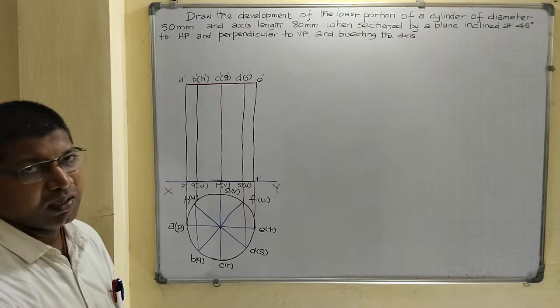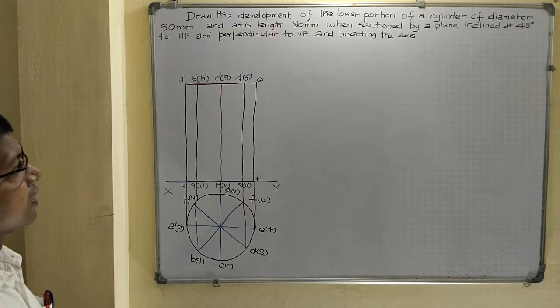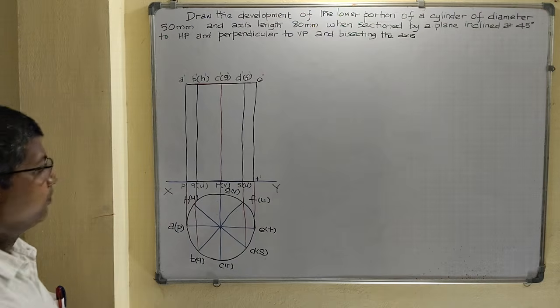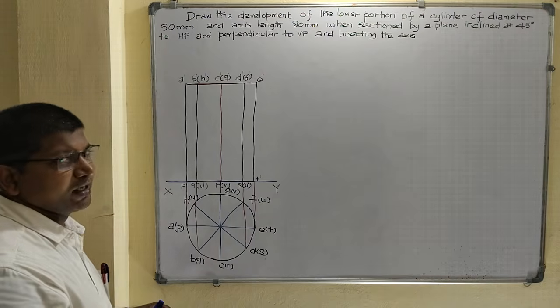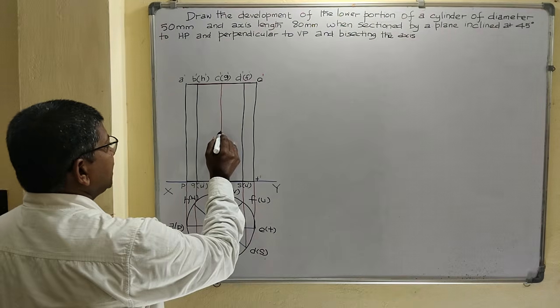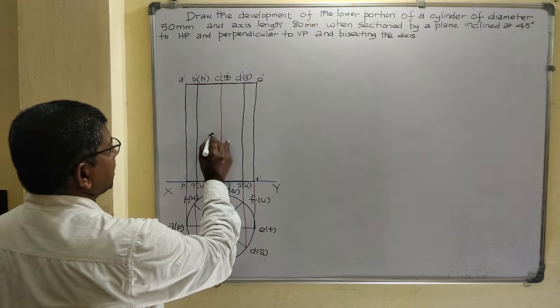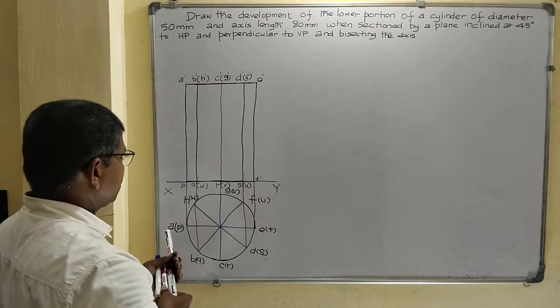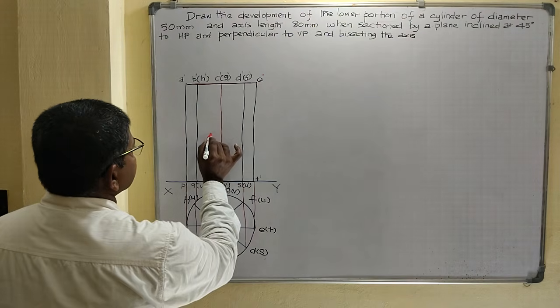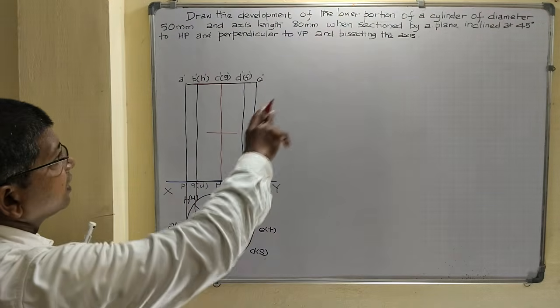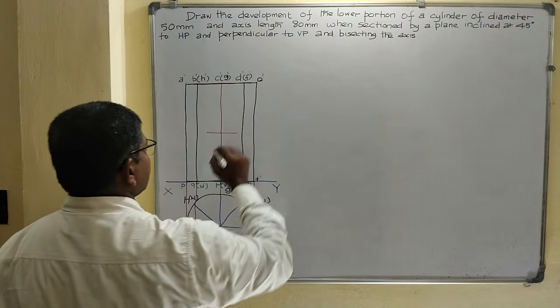Now draw the cutting plane position. The section is by a plane inclined at 45 degrees to HP and perpendicular to VP and bisecting the axis. Bisecting means the midpoint of the axis line. Mark 40 mm from the base and draw a horizontal line using a 2H pencil. Now fix the protractor here and take a 45 degree inclination.